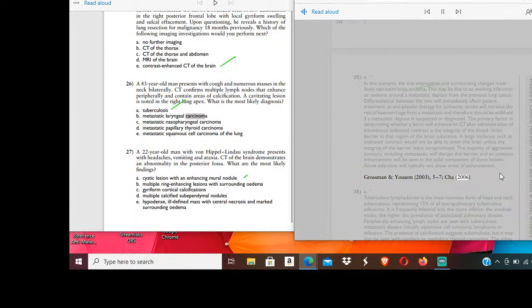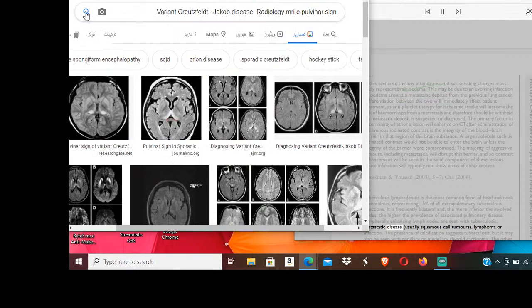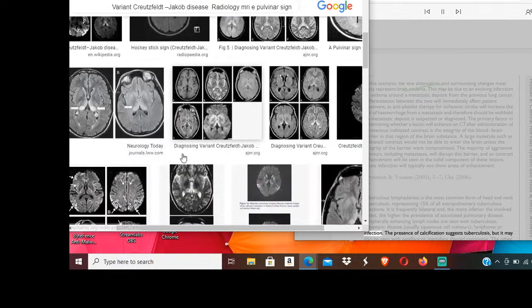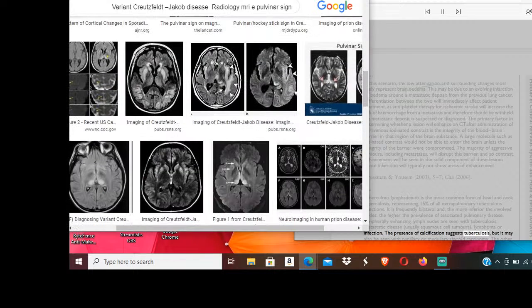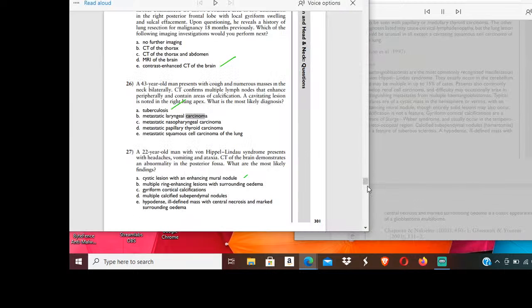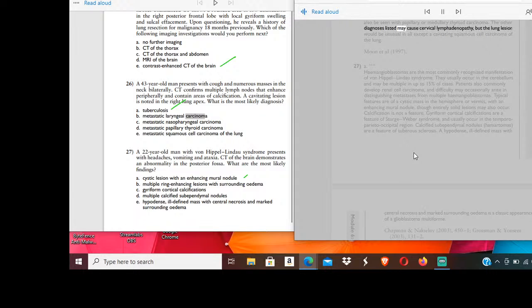26. A. Tuberculous lymphadenitis is the most common form of head and neck tuberculosis, representing 15% of all extrapulmonary tuberculous infections. It is frequently bilateral, and the more inferior the involved nodes, the higher the prevalence of associated pulmonary disease. Peripherally enhancing lymph nodes are seen with tuberculosis, metastatic disease, usually squamous cell tumors, lymphoma, or infection. The presence of calcification suggests tuberculosis, but it may also be seen with papillary or medullary thyroid carcinoma. The other diagnoses listed may cause cervical lymphadenopathy, but the lung lesion would be unusual in all except a cavitating squamous cell carcinoma of the lung.